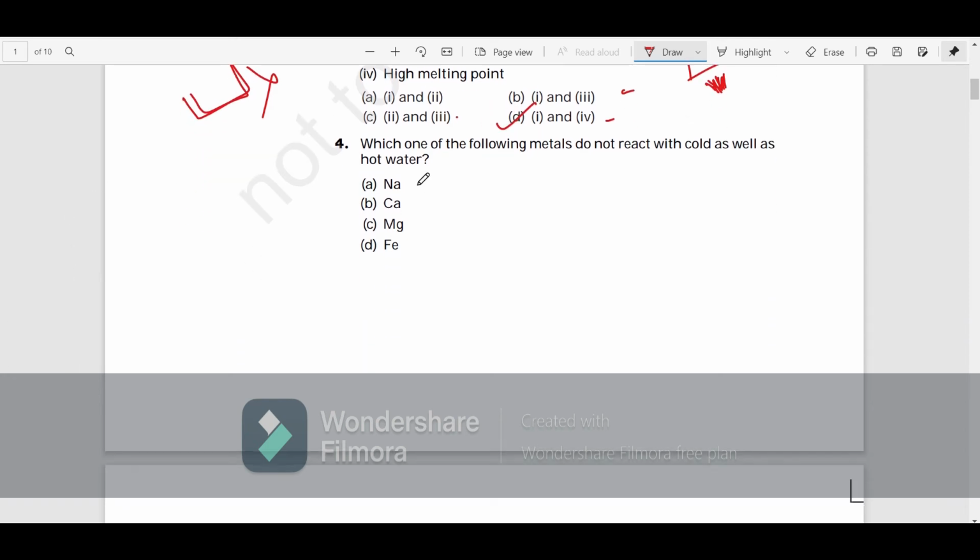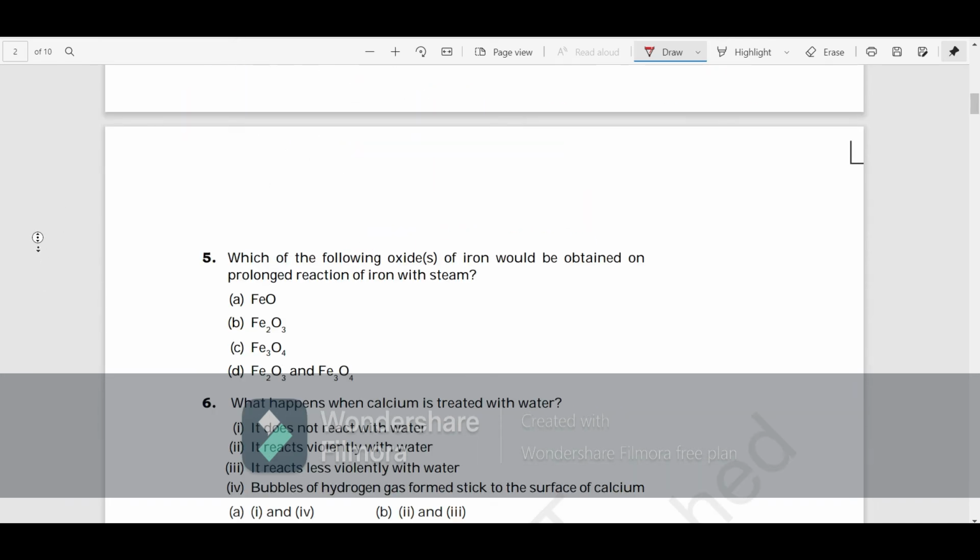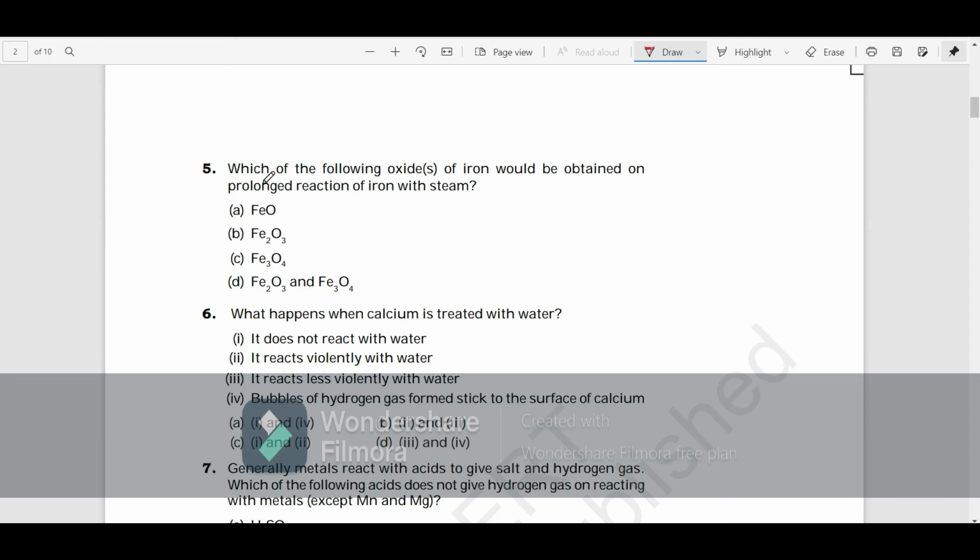Okay. Next, which one of the following metals does not react with cold as well as hot water? Sodium, calcium, magnesium are good ones. They will react. Iron is the one that will react with steam. Now, which of the following oxides of iron would be obtained on prolonged reaction of iron with steam? If you react iron with steam, which is water in gaseous state, for a long time, you're going to get Fe3O4. Okay, it will produce Fe3O4.